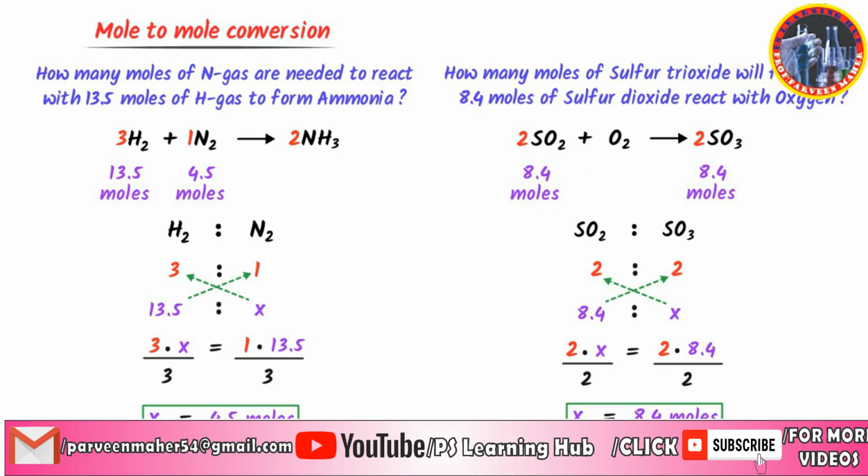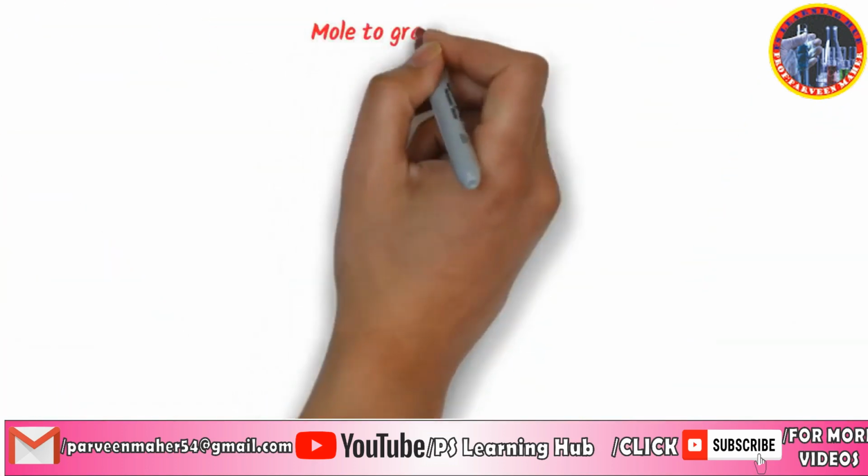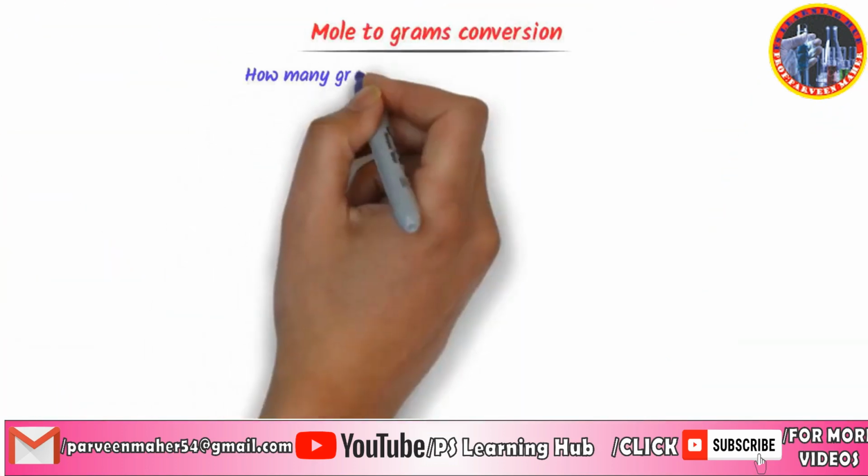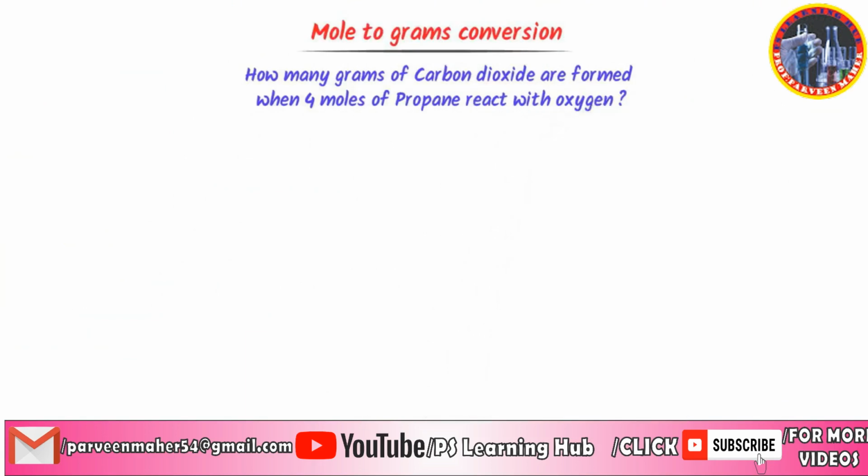The second type of stoichiometric conversion is mole to gram conversion. For example, consider this problem. Firstly, I write the complete balanced chemical reaction. According to the given statement, propane C3H8 reacts with oxygen to form carbon dioxide plus water. It is a simple combustion reaction.